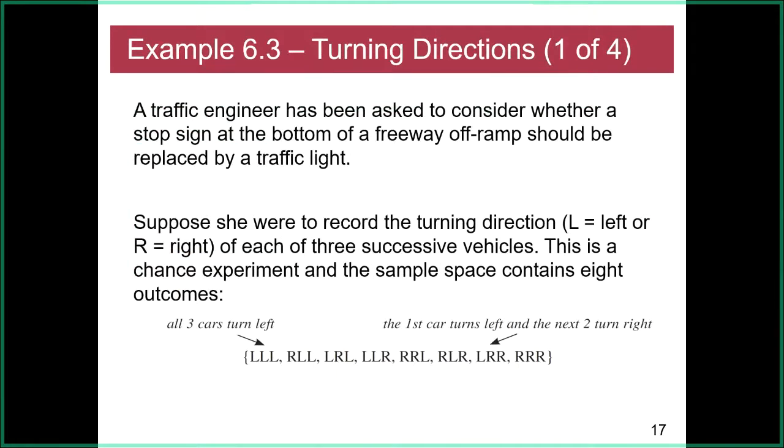Let's say a traffic engineer has been asked to consider whether a stop sign at the bottom of a freeway off-ramp should be replaced by a traffic light. Suppose she were to record the turning direction, left or right, of each of 3 successive vehicles. This is a chance experiment. The sample space contains 8 outcomes. There's 3 different items here, and each has 2 possibilities. So that's 2 to the 3rd power. Left or right are the 2 possibilities, and it's being repeated 3 times with 3 different vehicles. So that's 2 to the 3rd power, which is 8. Notice there are 8 results there.